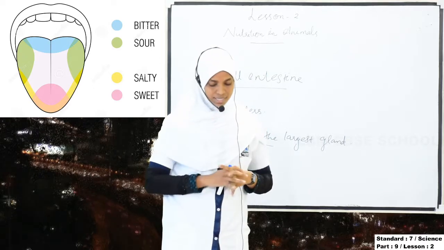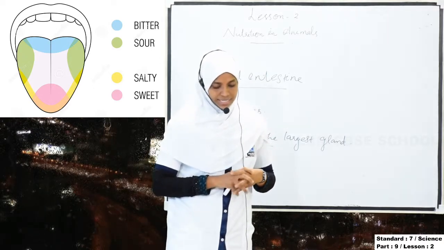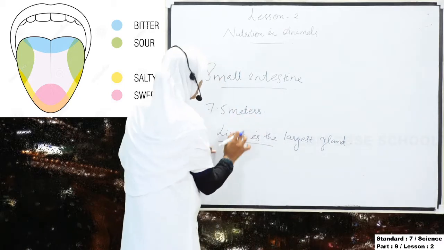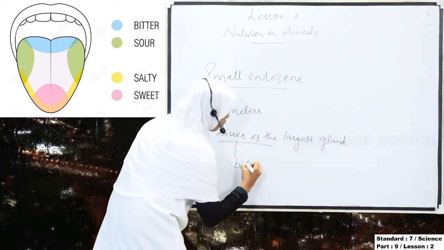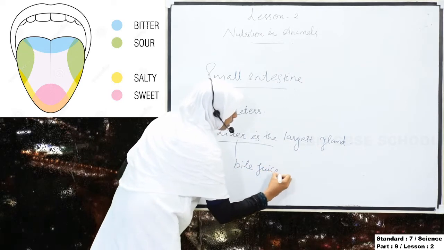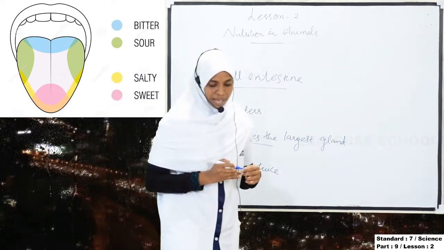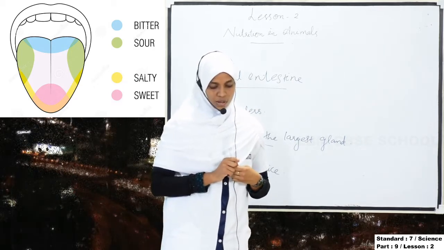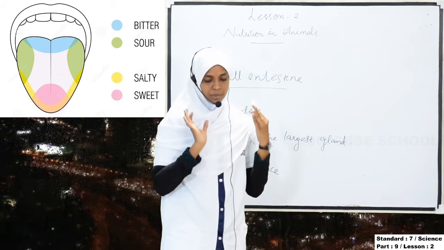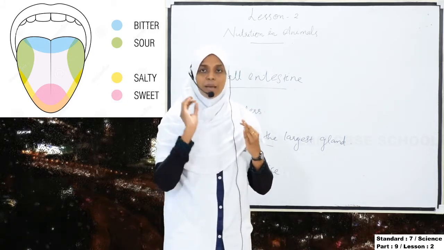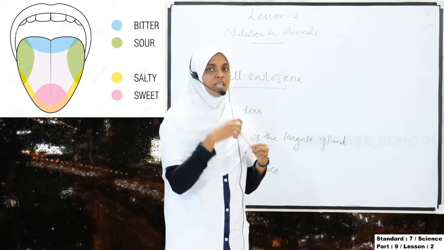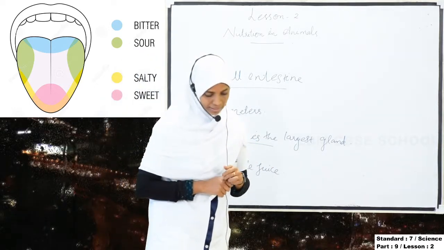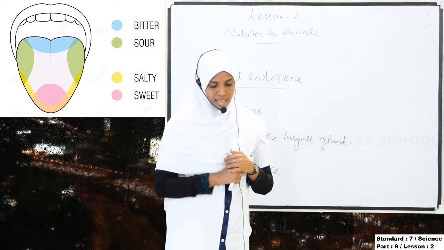The liver is the largest gland in the body, and it secretes bile juice. The liver secretes what? The liver secretes bile juice and salts. The bile juice is stored in a sac called the gallbladder. The bile juice is secreted by the liver, and that is stored in the sac called the gallbladder.